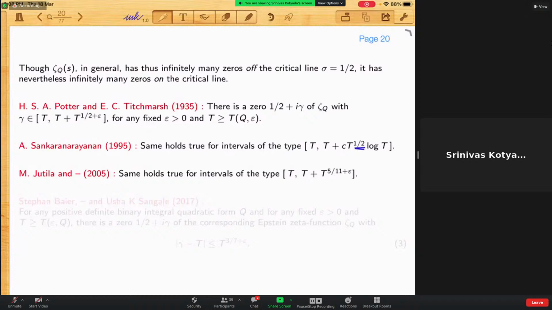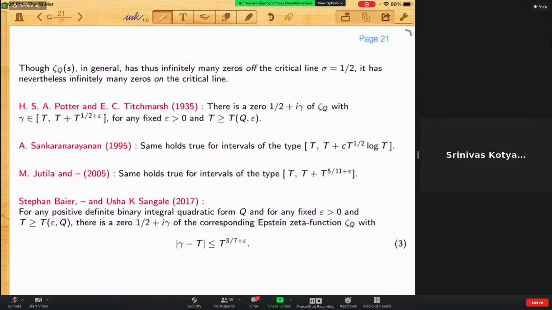In 2005, Sankaranarayanan and myself showed that we can cross this half line to the left of half, and we managed to go up to 5/11. The moment we crossed half, we just left it there. More recently, with Stephen Baier and Usha, we showed that this 5/11 can be improved to 3/7. This is for positive definite quadratic forms. We are thinking about indefinite forms, but that seems to be very difficult, and in that case Sankaranarayanan's result is still the best one.